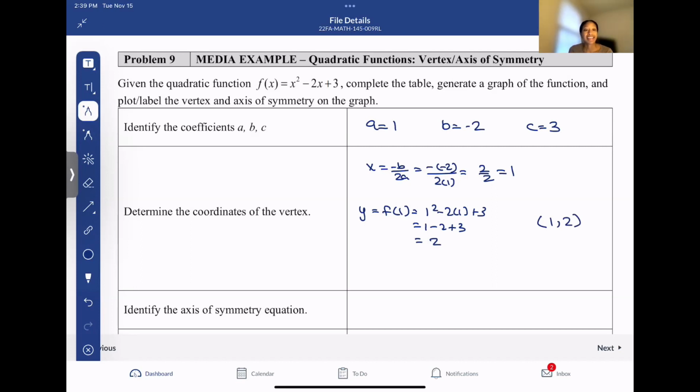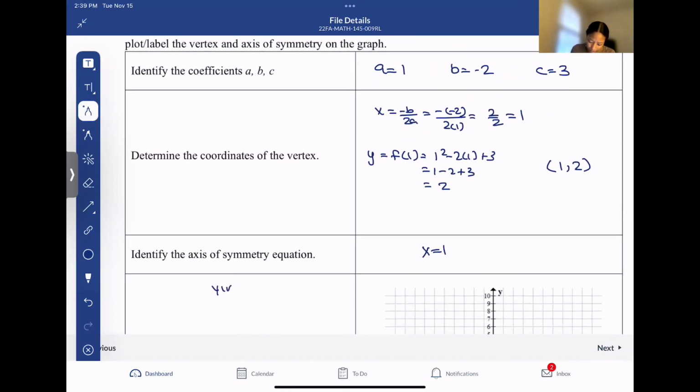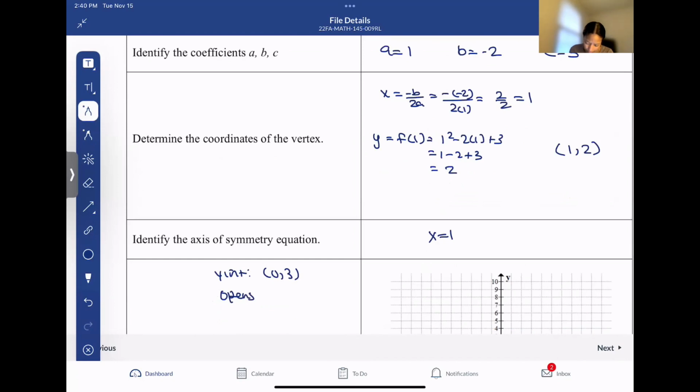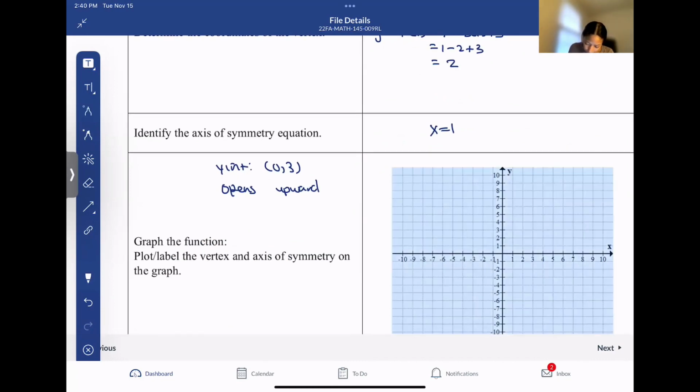All right, what is the axis of symmetry? X was equal to 1, so the axis of symmetry is x equals 1. And then C was equal to 3, so the y-intercept is (0, 3). We can plot the points that we know. Oh, this also, is it upward opening or downward opening? It opens upward. All right, so we can plot (0, 3). That's the y-intercept. We can plot (1, 2).